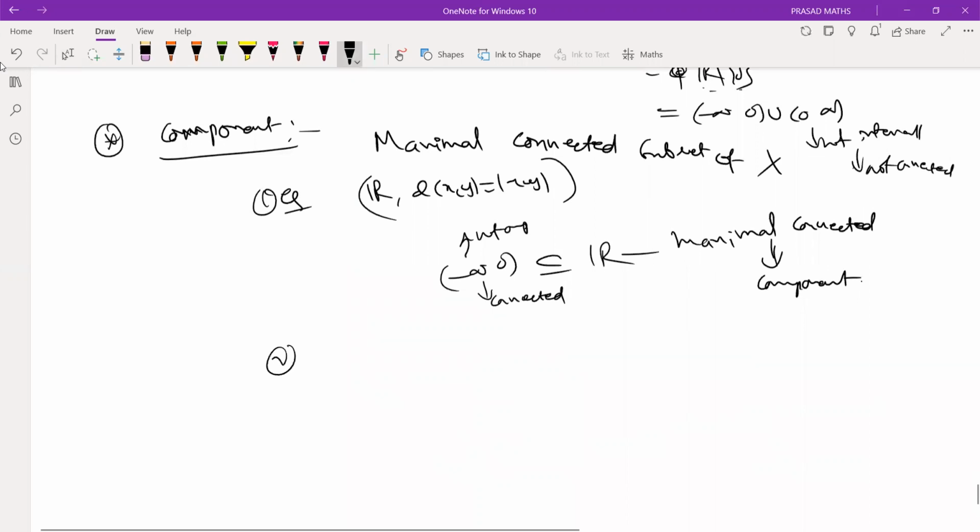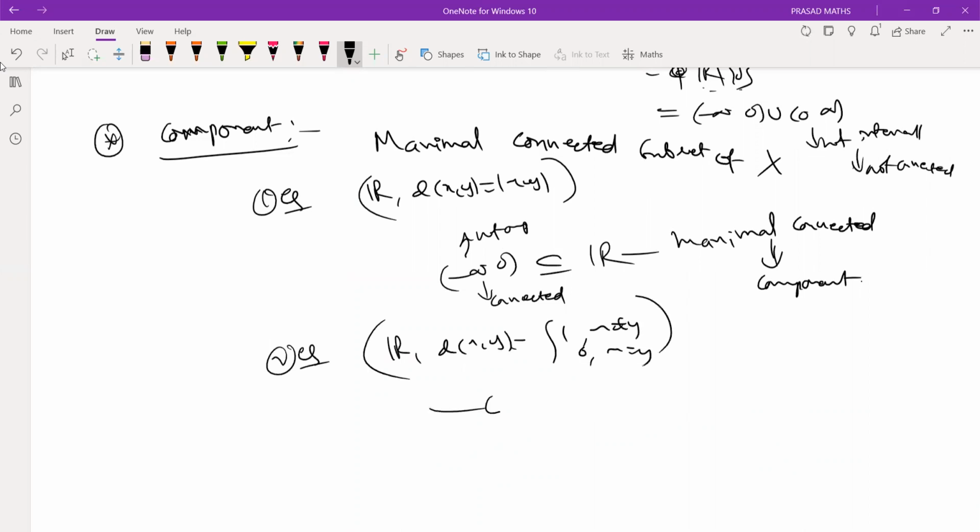Suppose you take R with the discrete metric. What are the components? Only singletons, because any set containing more than one element is disconnected. It must be connected and it must be maximal. In a connected discrete space, what is there? Singletons. So every singleton is a component. Only singletons are components.